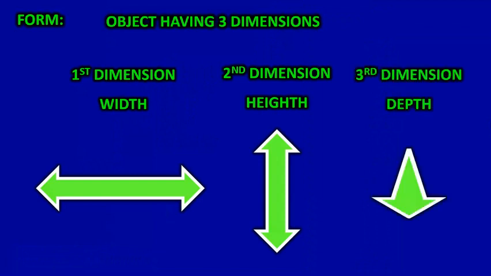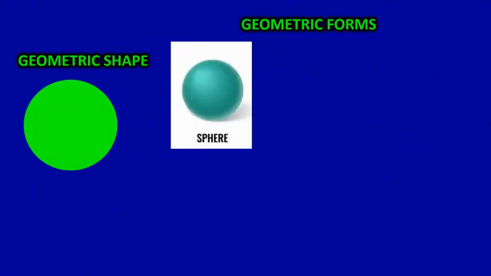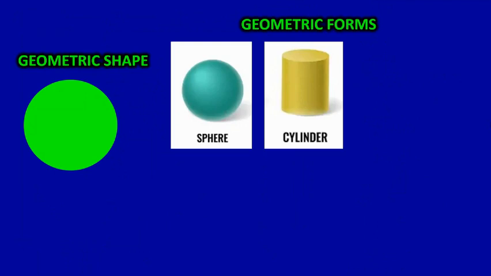So if you can imagine this arrow coming out at us from the background, that's what the arrow is trying to say. So if this circle is a geometric shape, what would be the geometric form? It would be something like a sphere, because if you take a circle and give it a third dimension, it becomes a sphere. Or it could be a cylinder.